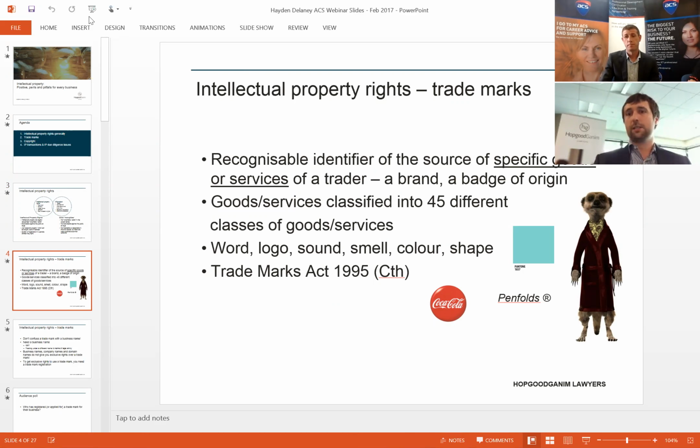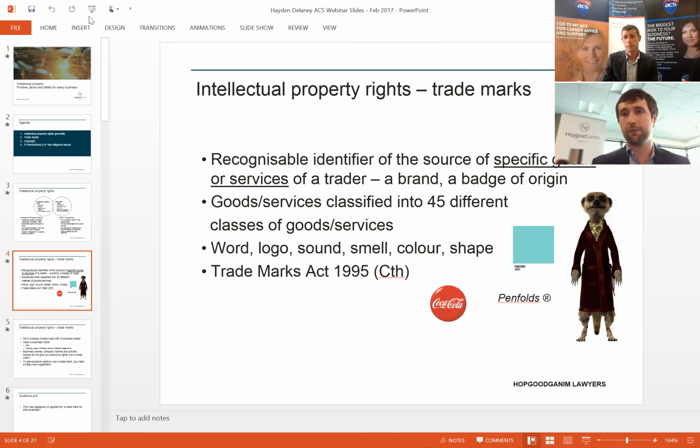It's the recognised identifier of someone's goods or services, so specific goods or services. If you hold a trademark, you don't hold it for everything in the world. You hold it for specific goods or services which you offer to the public. In terms of how those goods or services are set out, in Australia we've got a system of classification, and they're classified into 45 different classes of goods or services.